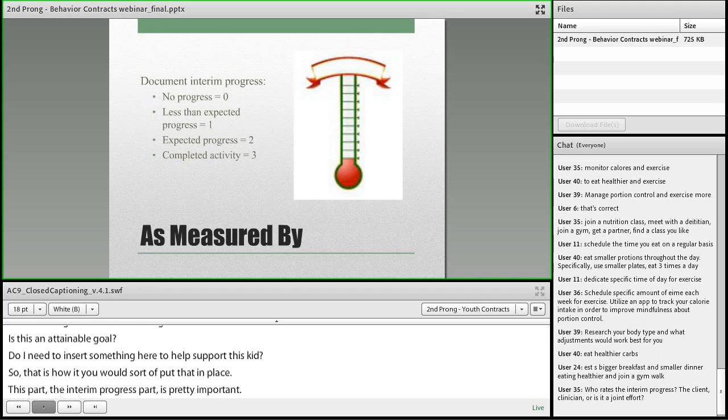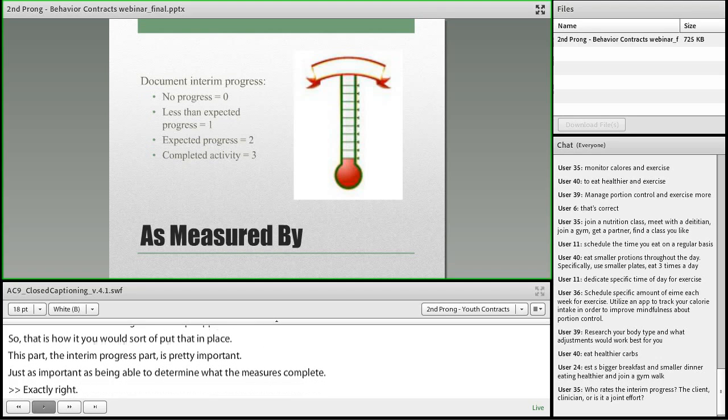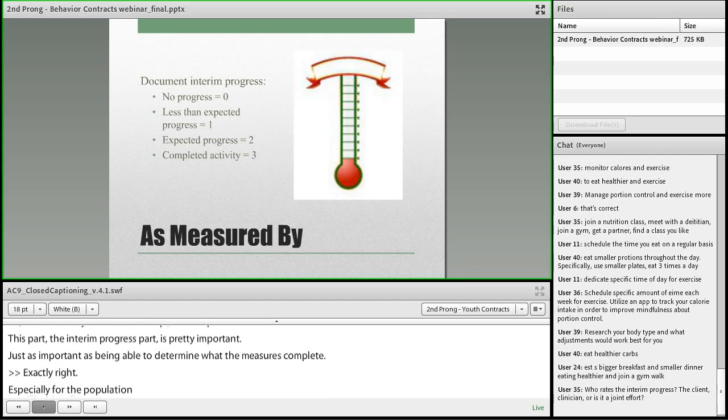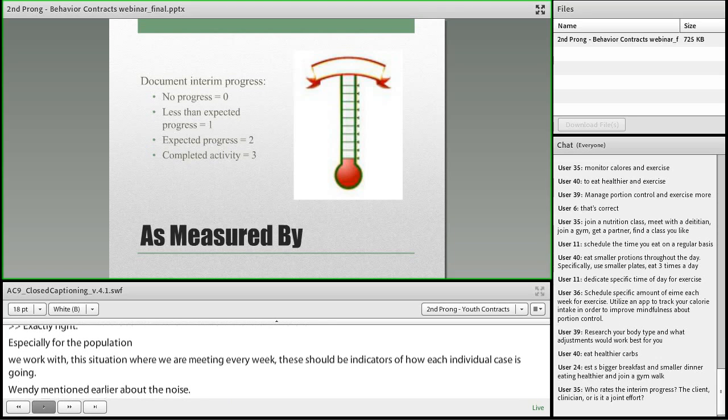And I think especially for the population we work with, these interim progress reports, especially within a drug court situation where you're meeting every week or every other week, should be your indicators of how each individual case is going on the very specific things you're trying to do. And Wendy had mentioned earlier the noise that you can reduce from this. So it could be that you're seeing the kid is making expected progress on 4 out of 5 of the goals you're trying to achieve. And then on the 5th one, you're looking at no progress.